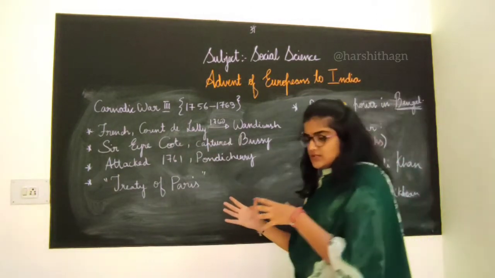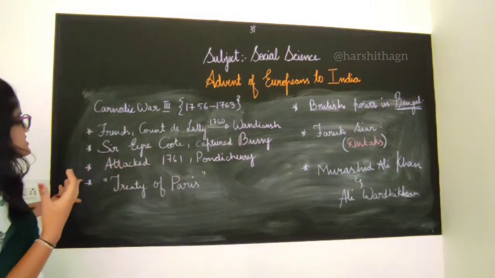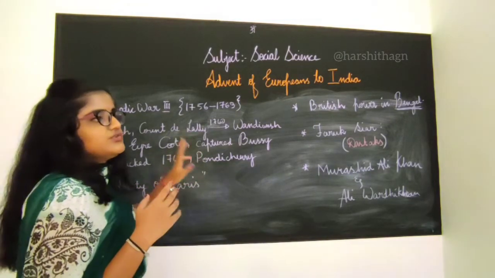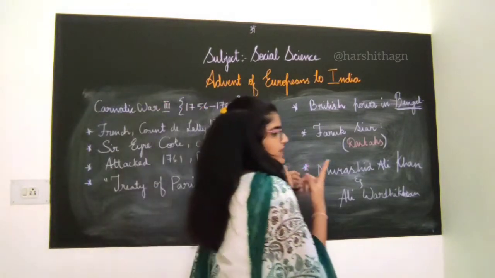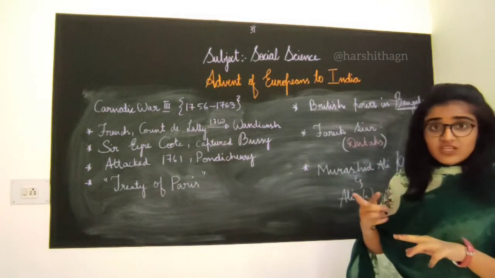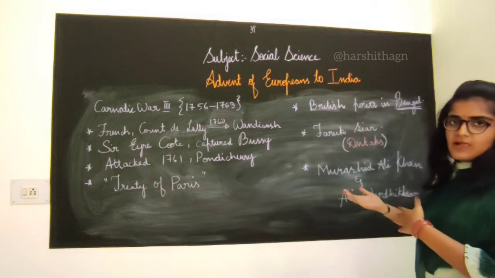This was the cause or reason for the Carnatic War, and it was ended with a treaty called Treaty of Paris. So you have to remember all the three treaties. The first treaty was Treaty of Aix-la-Chapelle. Second treaty was Treaty of Pondicherry. Third treaty was Treaty of Paris.